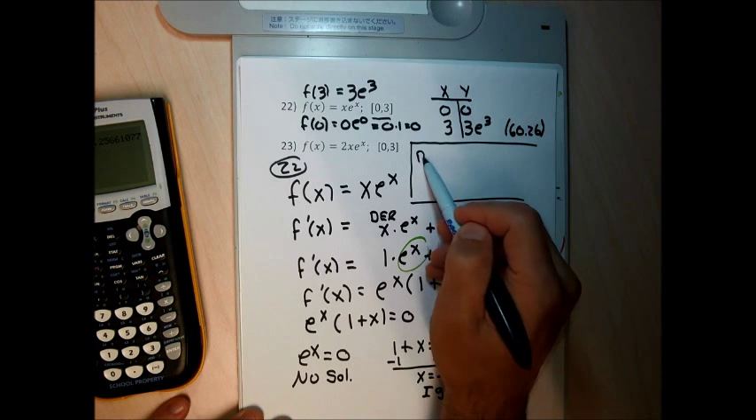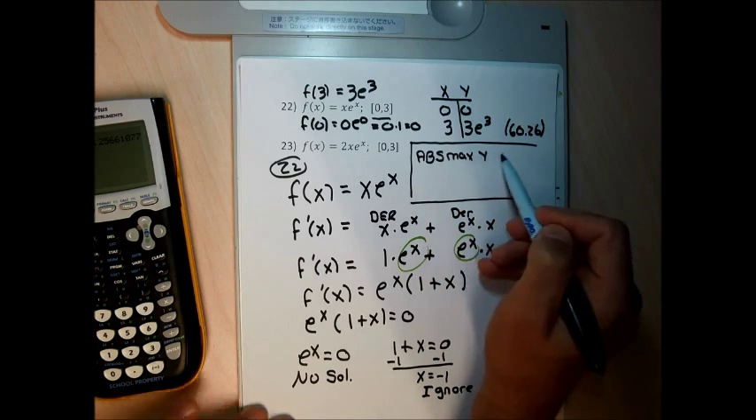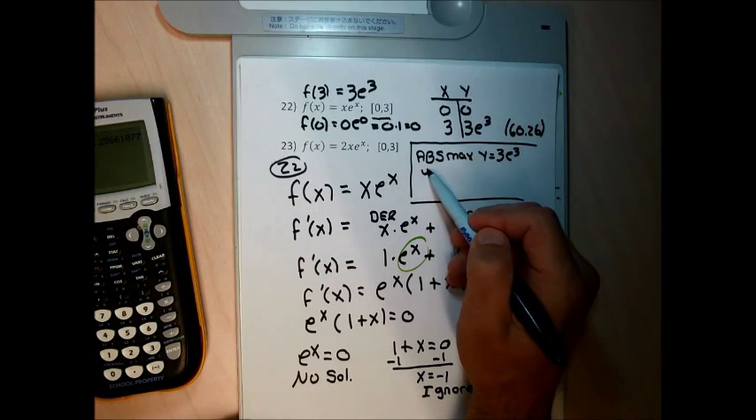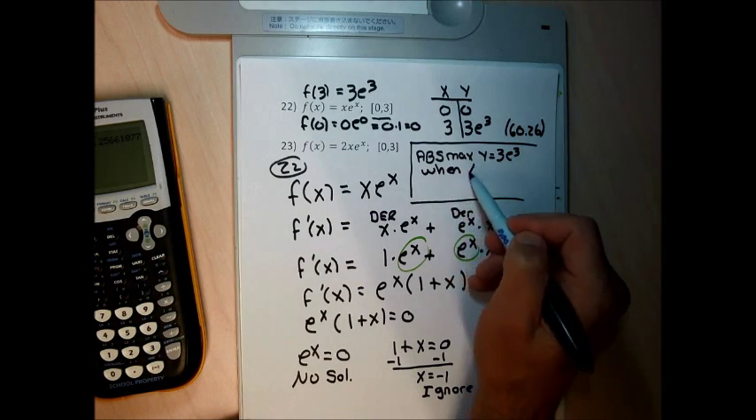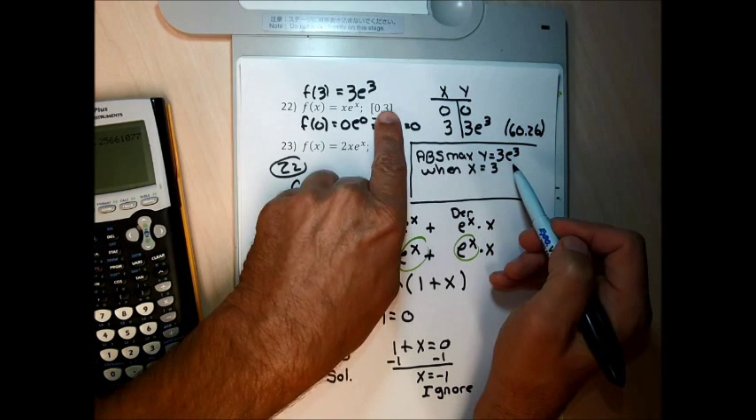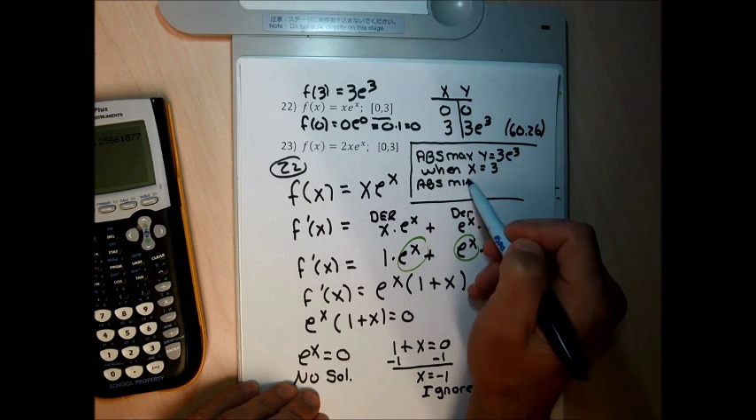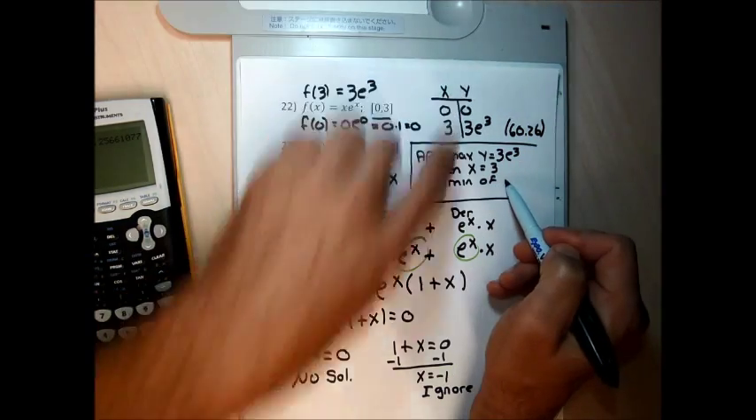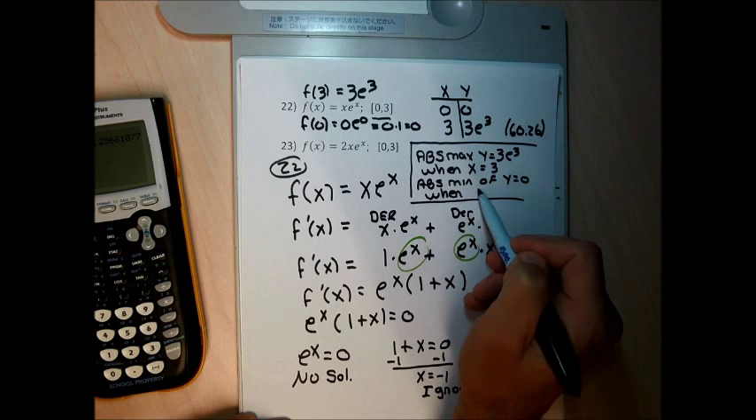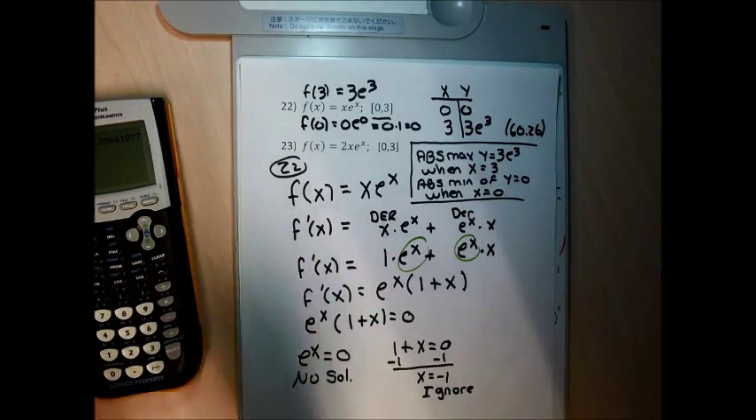So I'm going to say there's an absolute max of y equal to 3e cubed, which occurs when x equal to 3, which means the right edge of my graph has to be the high point, and there's an absolute min of y equal to 0 when x equal to 0. And that means the absolute left edge of my graph is going to have the bottom.